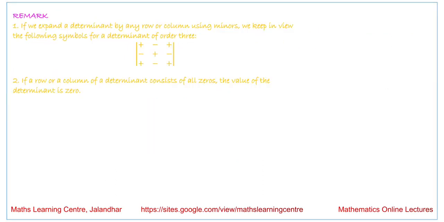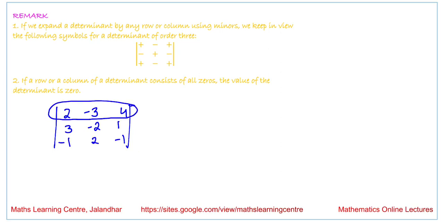So what we can see from this is that suppose we are opening the determinant using the minors. I am talking about this determinant: 2, minus 3, 4; 3, minus 2, 1; minus 1, 2, minus 1. Suppose I am opening this determinant along this first row using the minors. The value of the determinant, we will write it is 2 times the minor corresponding to 2, which is minus 2, 1, 2 and minus 1.